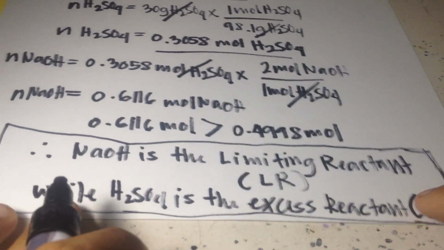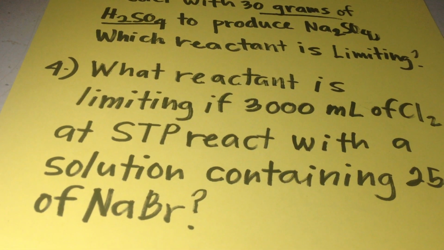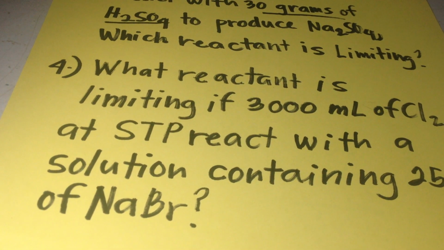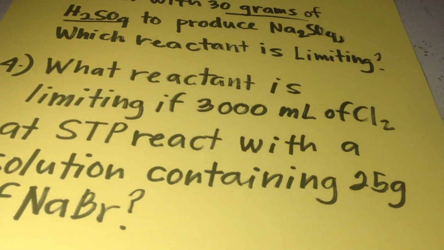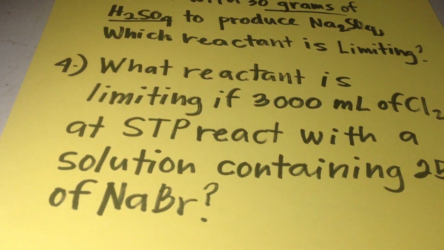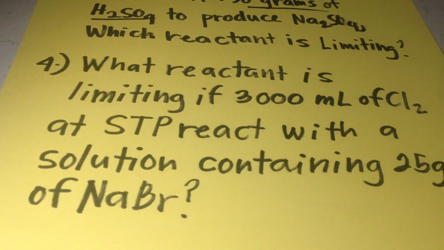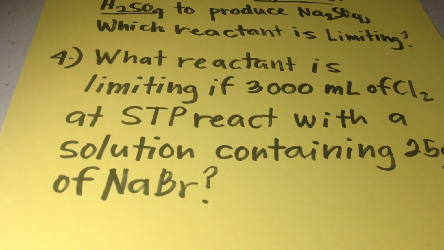Okay. How about problem number 4? What reactant is limiting if 3000 ml of chlorine gas at STP reacts with a solution containing 25 grams of sodium bromide?